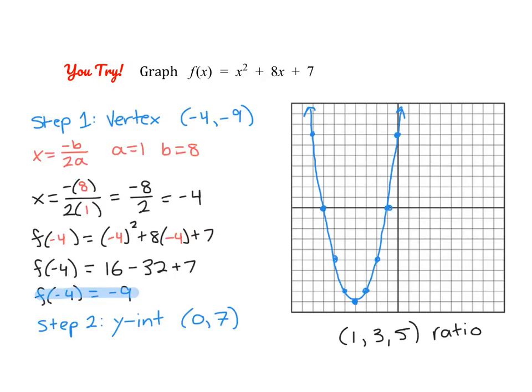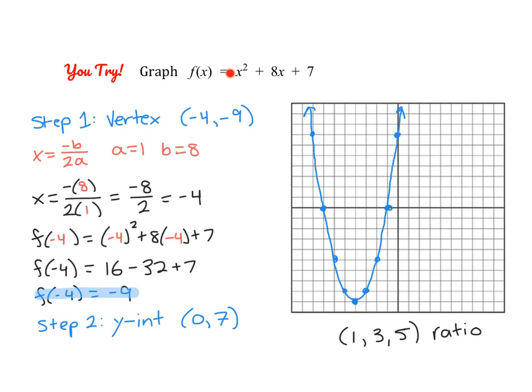Okay, let's check your work. So the first thing I would like you to check is your vertex. So using the vertex formula, -b over 2a, with the a value of 1 and a b value of 8, you should have gotten x equals -4 and y equals -9. So -4, -9 is our vertex, way down here. And then to find the y-intercept, remember it's just 0 and then whatever our constant is, which in this case is 7. So 0, 7.